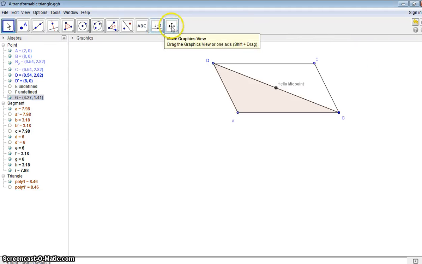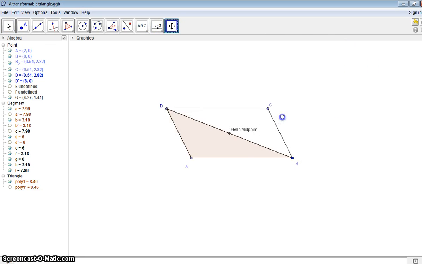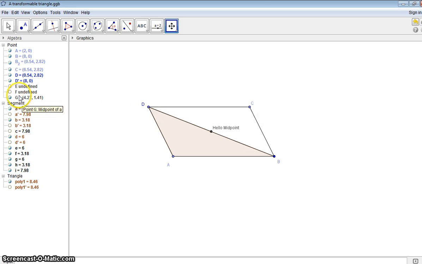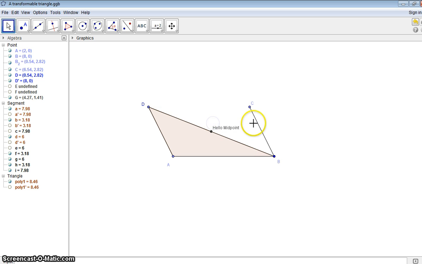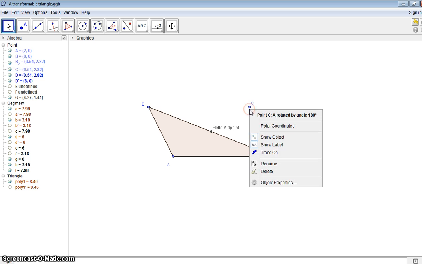You are being asked to create a lab report using this GeoGebra tool. And I'm going to show you how to make a couple of these figures. So I'm going to start with a transformable triangle. I would like to turn that object off, and I'd like to turn that object off, and let's get rid of C.